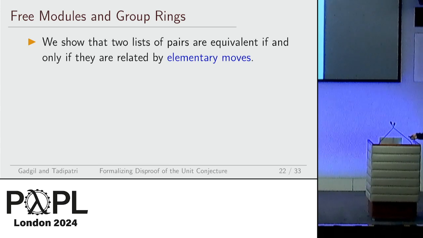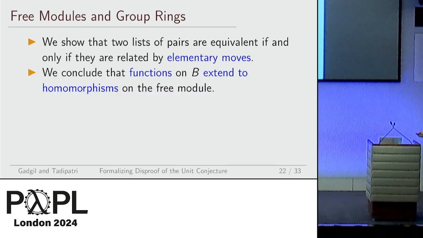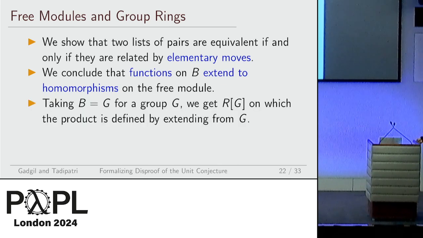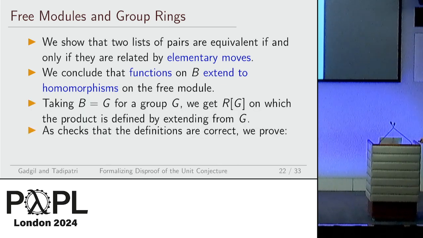So instead we show that two lists are equivalent if and only if the elements are related by elementary moves. And from these we can conclude the property that functions on B extend to homomorphisms on the free module, and this lets us construct the group ring in 2 steps. Okay. Final comment about this before turning to the group.